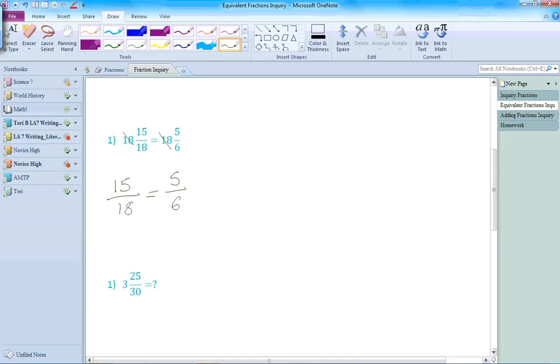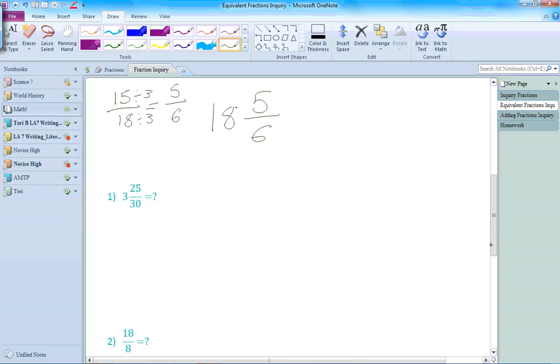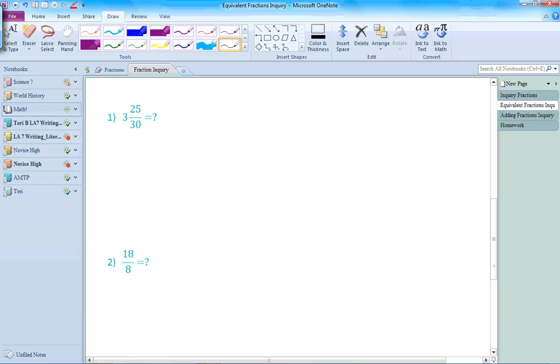So, we're going to start with the denominator. 18 divided by 3 equals 6. So you do the same thing to the numerator. 15 divided by 3 equals 5. Which makes this answer 5/6. But to be correct, it equals 18 and 5/6, just like this one right here. And there's that problem. Okay. So, alright, let's do our next problem.